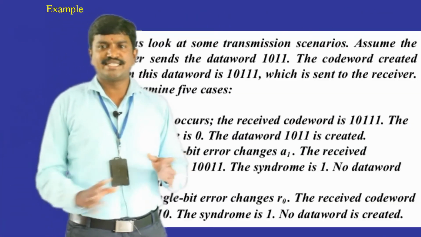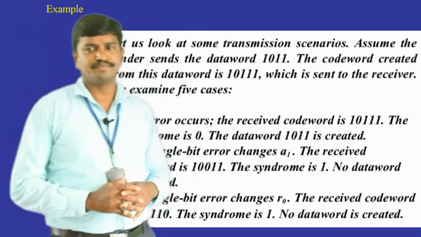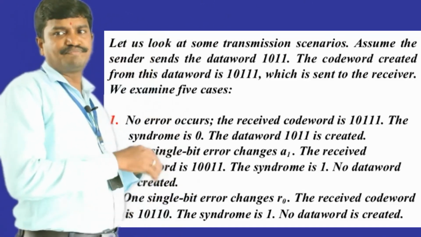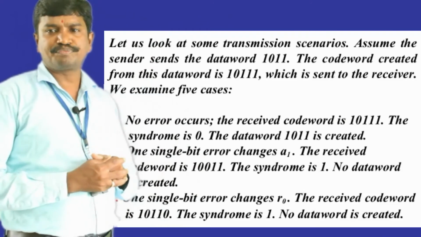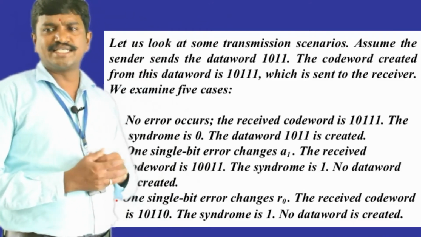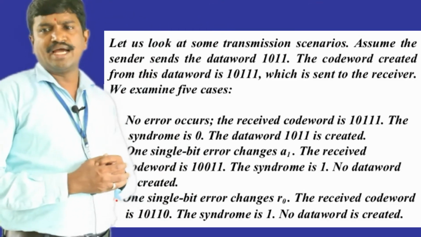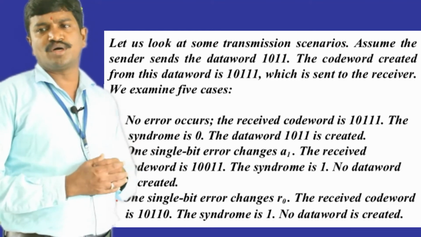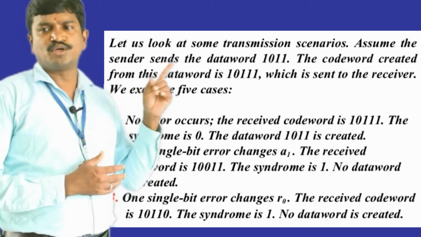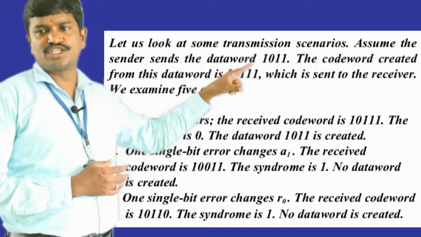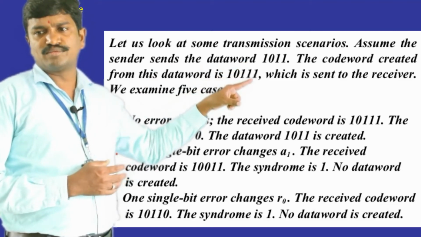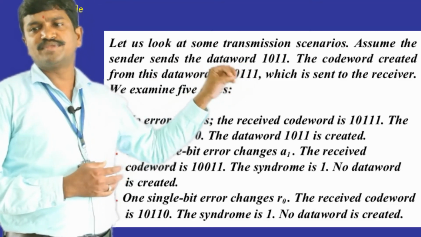Okay, let us take one example of how it works. We have a transmission scenario. Assume that the sender sends a code word for the data word 1011, and the code word created for 1011 is 10111, because the total number of ones present in this data word is 3 and the redundant bit becomes 1. So this is what the sender will send.